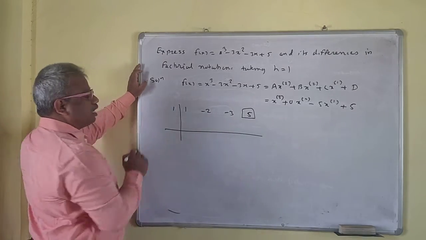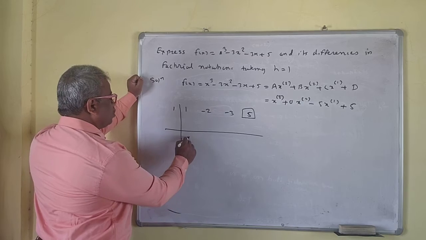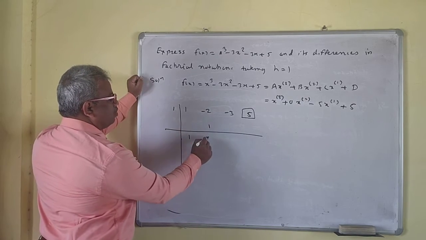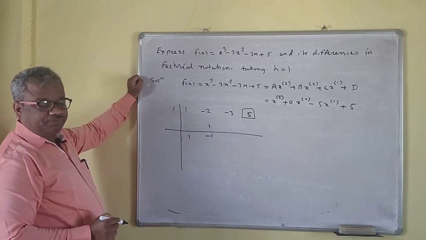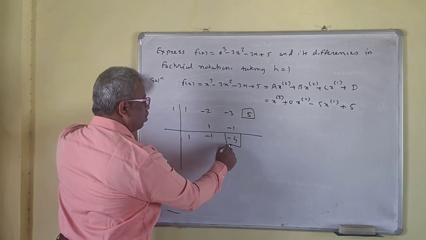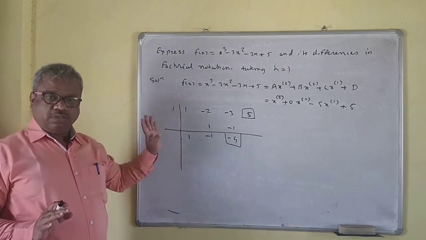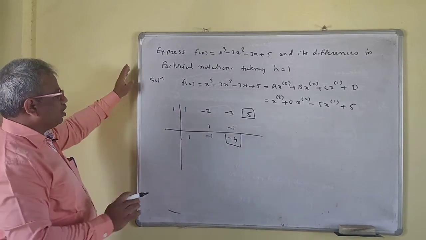So now take this as 1. This is the synthetic division method. So this is 1. Multiply this one. So this will be 1. This will be minus 1. Now this is minus 1. This will be minus 4. Okay. Now close that one. Don't use this minus 4 for further calculation.